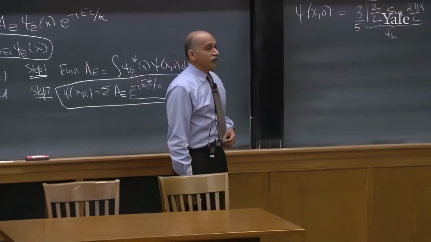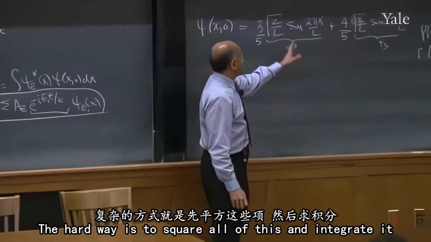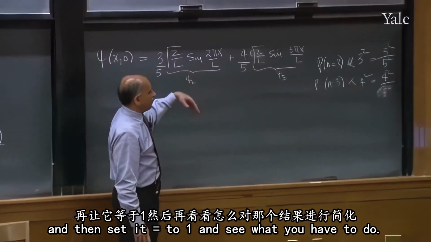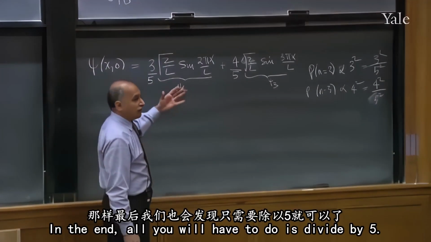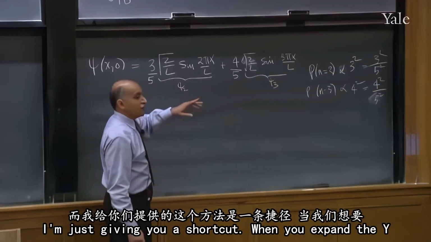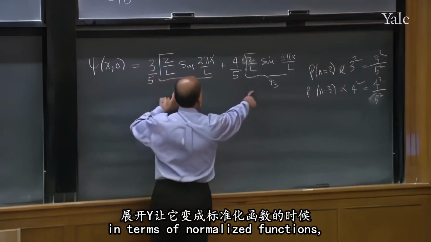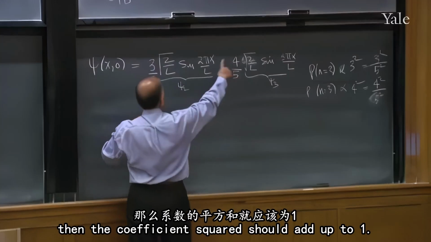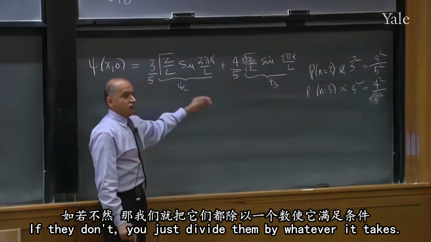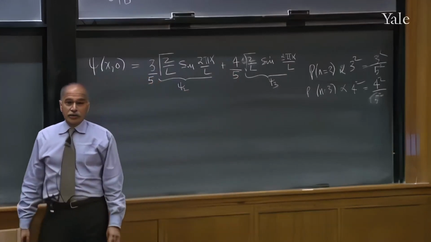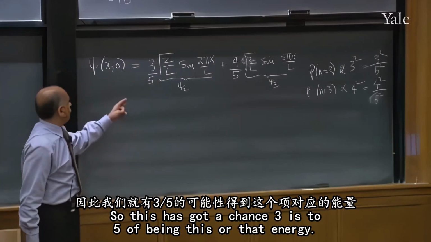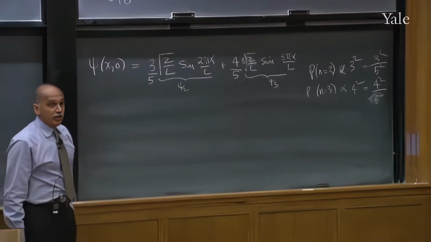That's the easy way. The hard way is to square all of this and integrate it and then set it equal to 1 and see what you have to do. In the end, all you will have to do is divide by 5. I'm just giving you a shortcut. When you expand a psi in terms of normalized functions, then the coefficients squared should add up to 1. If they don't, you just divide them by whatever it takes. So this has got chance 3:5 of being this or that energy.